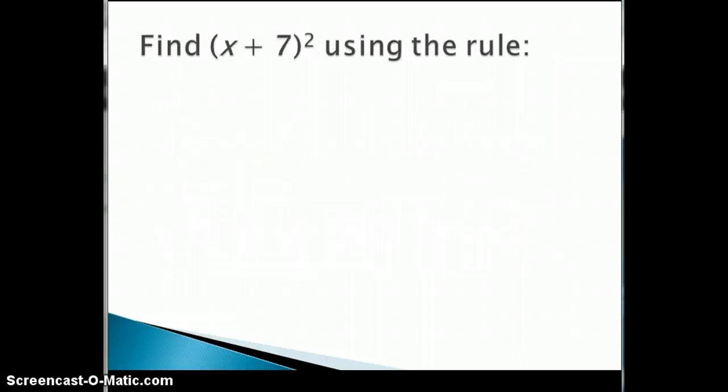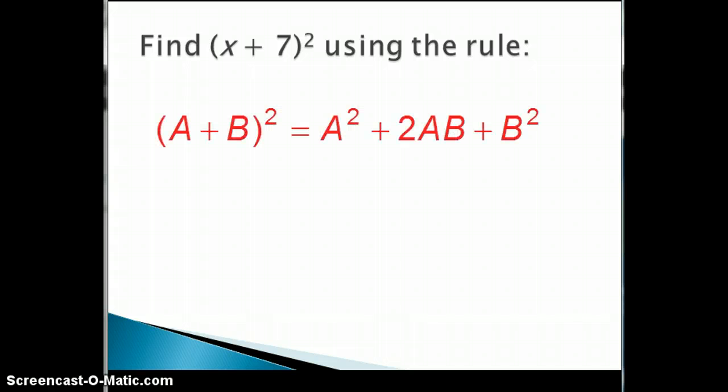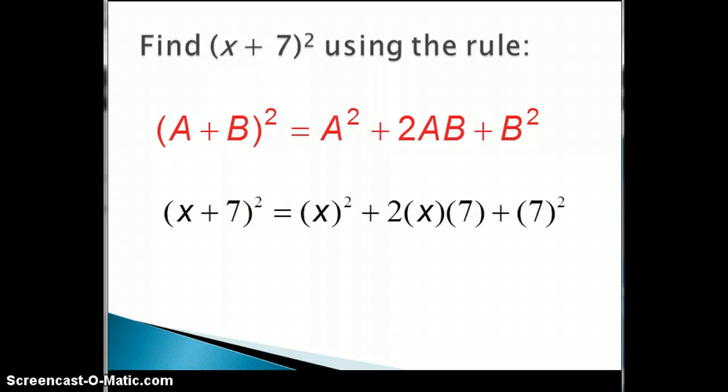So here is an example of the square of a binomial sum. Because notice we do have a binomial, x plus 7, and it is a plus, so that means it is a sum. So we can use that rule that we just talked about. We need to notice first that the a is going to be x and the b is going to be 7.